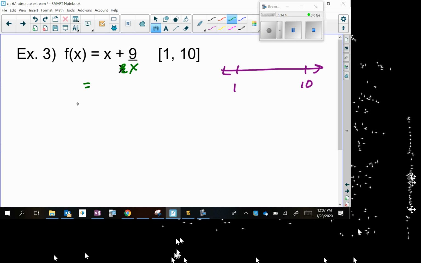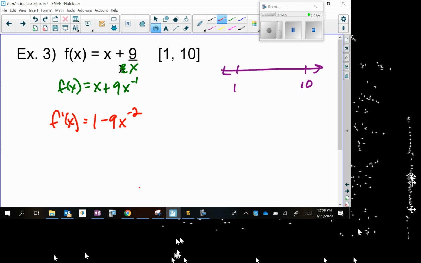So we want to rewrite that, right? I'm not taking a derivative yet, but I'm going to write that as x plus 9 x to the negative 1, right? Several of you messed that up on the test, so be careful about that. So now I take the derivative. And I get 1 minus 9x to the negative 2.